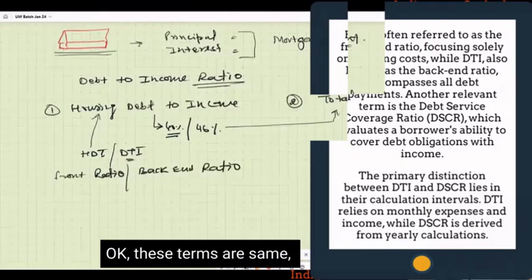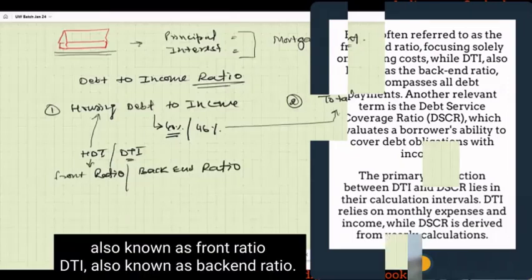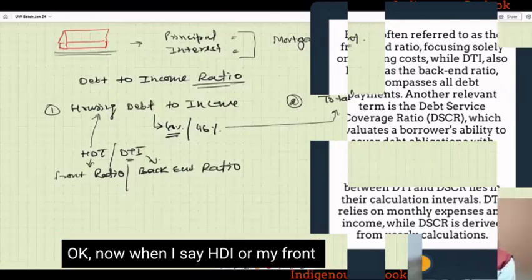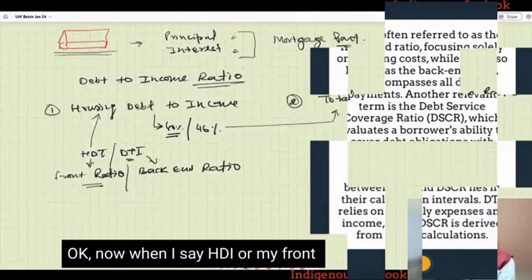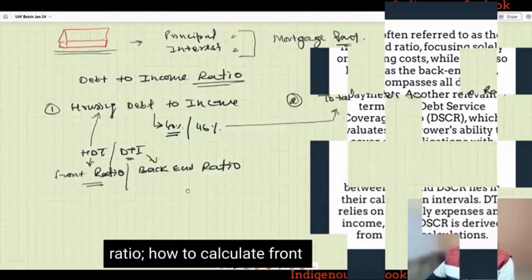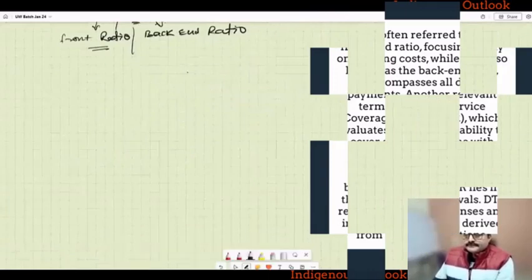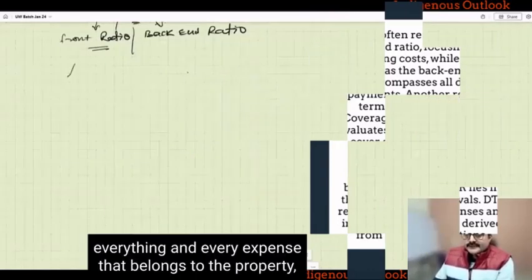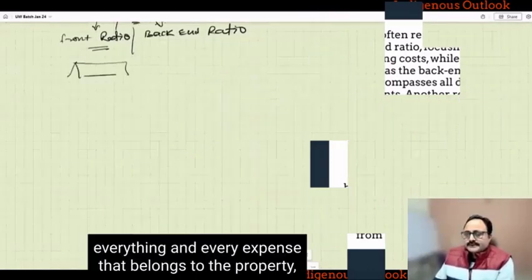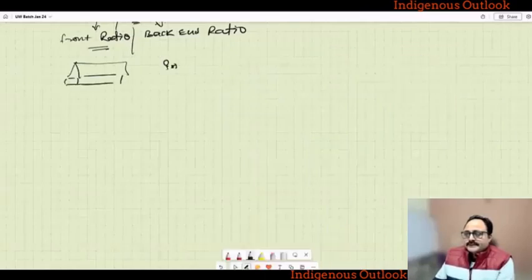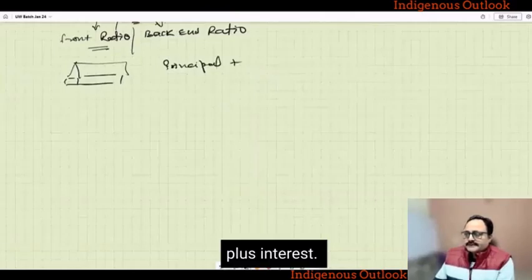Okay, these are the same. HDI is also known as the front ratio, and DTI is also known as the back end ratio. Now when I say HDI or my front ratio, how do we calculate the front end ratio? Everything and every expense that belongs to the property, like your principal plus interest.